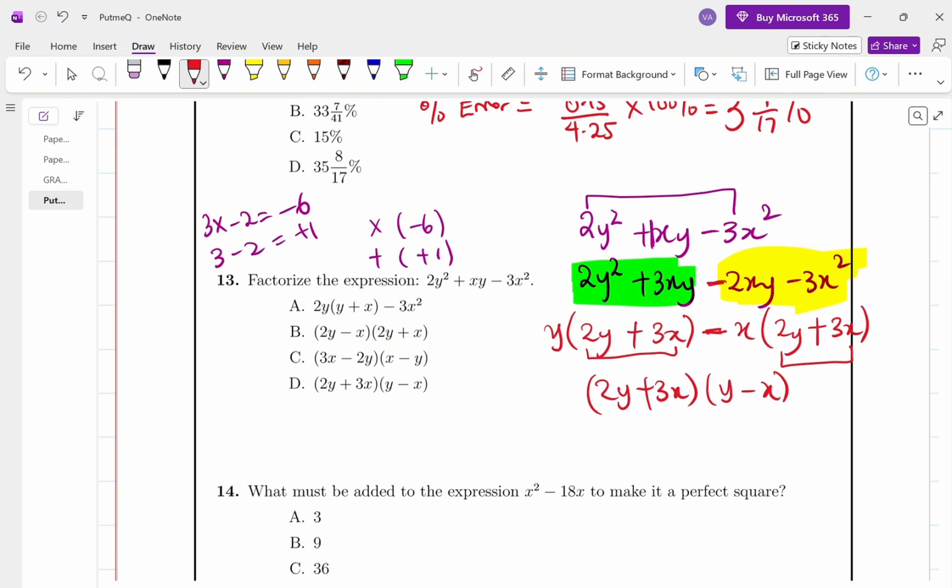So this is what we have. So the answer is going to become D. So that's our answer.